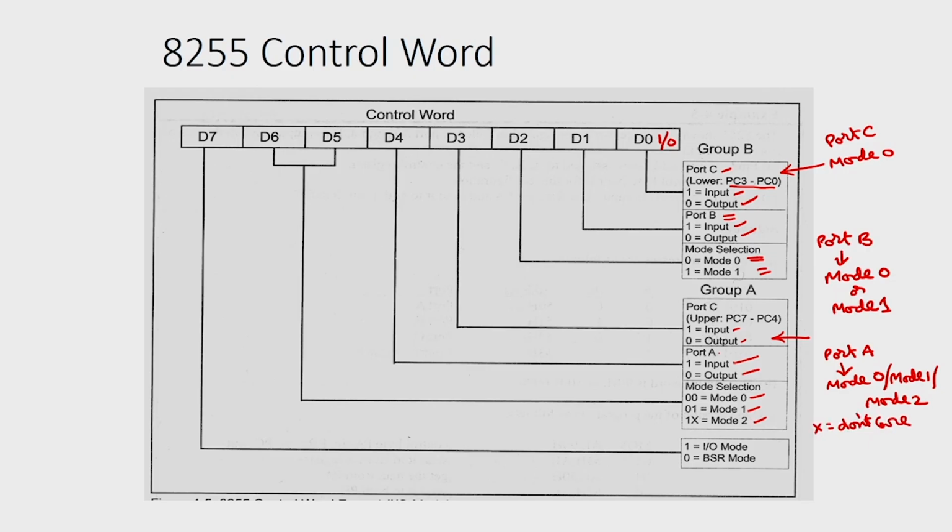Then coming to the MSB bit D7. This 8255 can operate in 2 modes overall, which are called IO mode or BSR mode. This is sometimes also called control word mode, or BSR mode. BSR stands for bit set reset.